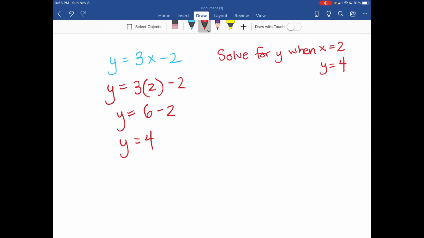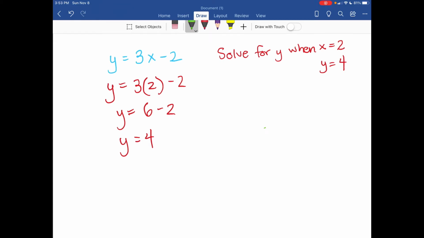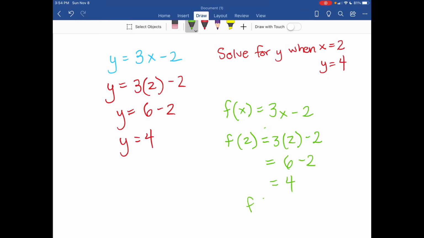How does this look in function notation? Well, for starters, our equation would look like this. And instead of having to say solve for y when x is 2, you would see this notation. That means everywhere you have an x, you're replacing it in that function with 2. And then you would simplify the same way. And it's a much cleaner way of saying when x is 2, y is 4. We just read it as f of 2 equals 4.